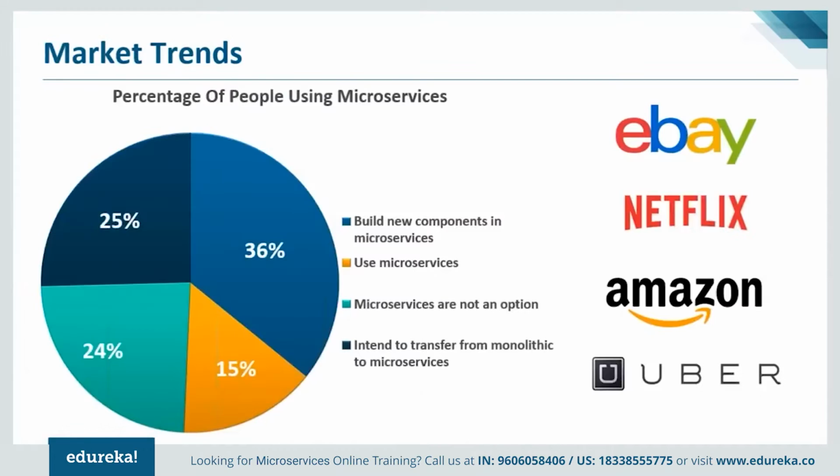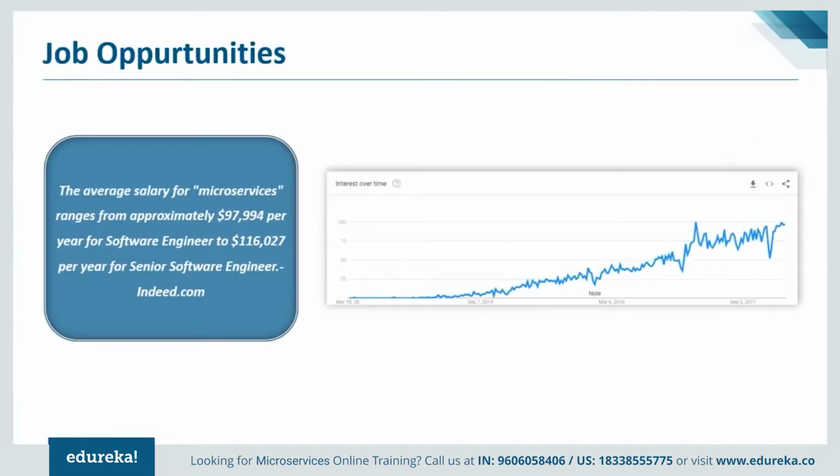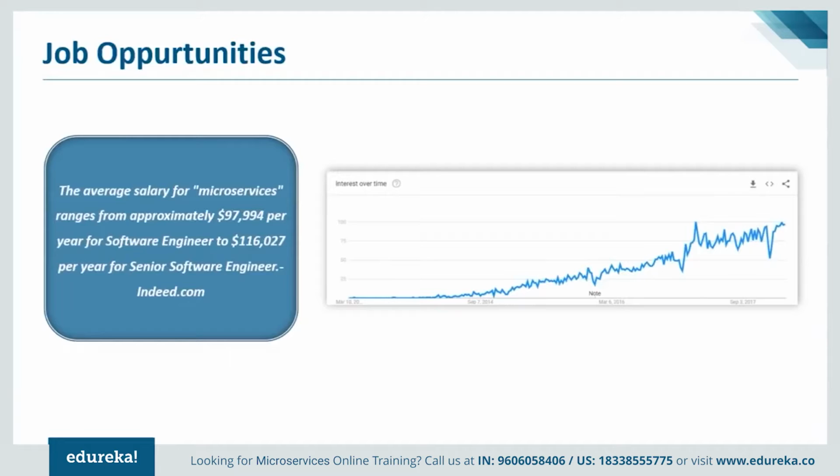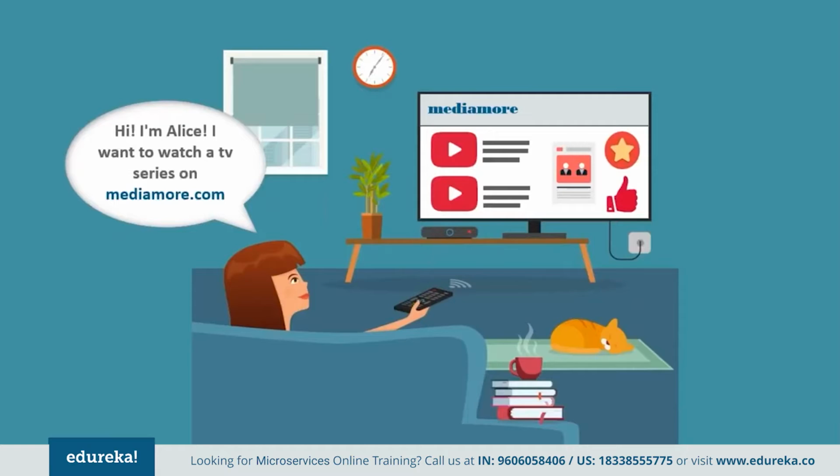Now many of you may think, why should you learn microservices? Well, I could justify by saying that many multinational companies such as eBay, Netflix, Amazon, Uber use microservices in their company structure. Not just the multinational companies, but the percentage of people using microservices has also tentatively increased. Looking at the job opportunities, the average salary of microservices ranges from approximately $97,000 per year for a software engineer and a range of $116,000 per year for a senior software engineer.